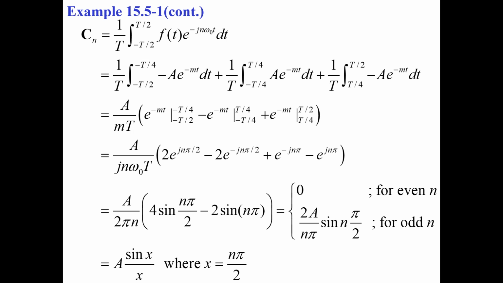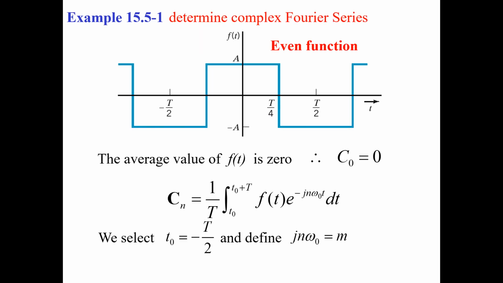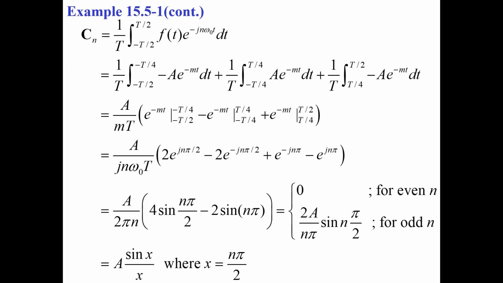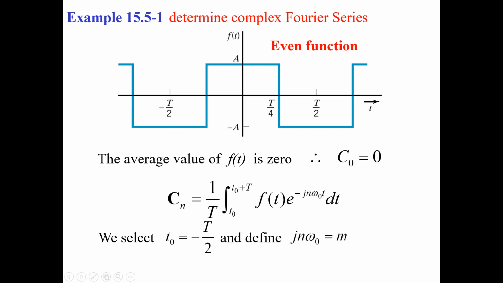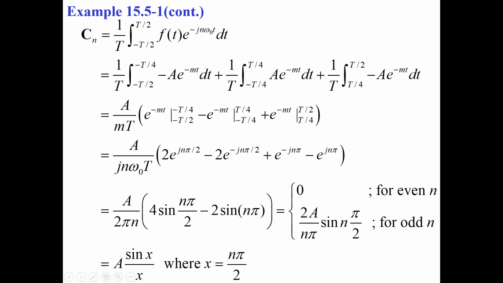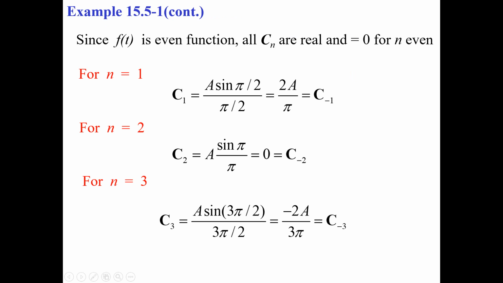And more generally, if you define x equal to n pi by 2, then you can also simplify the first option, sin x over x. It's a very simple exercise, but maybe it looks complex to you. The most important thing is the interval selection and integrating it very carefully. We are left with this one.